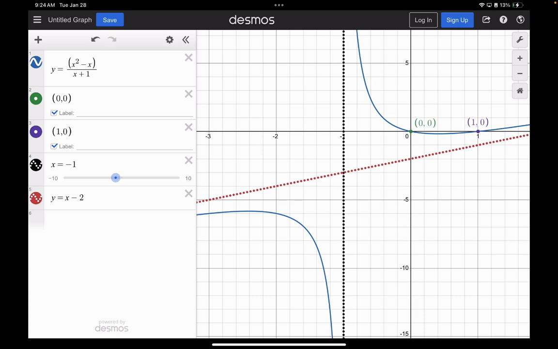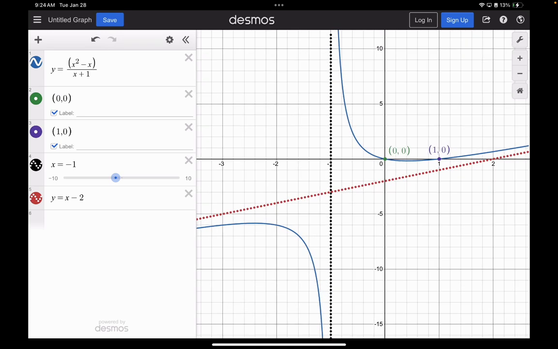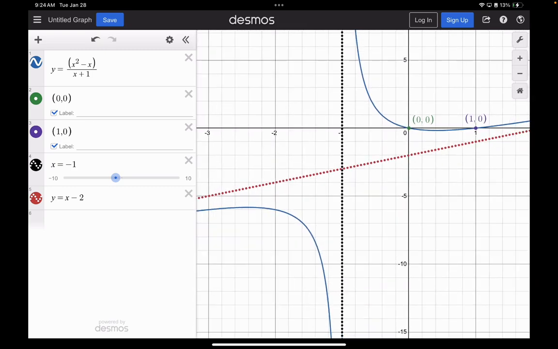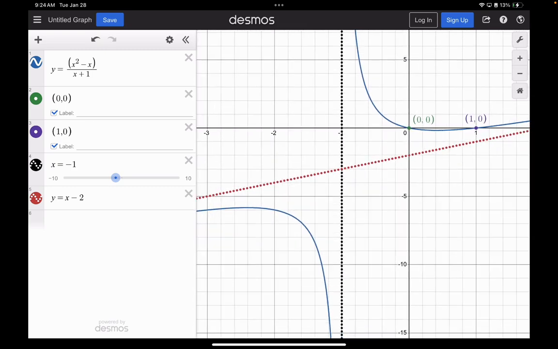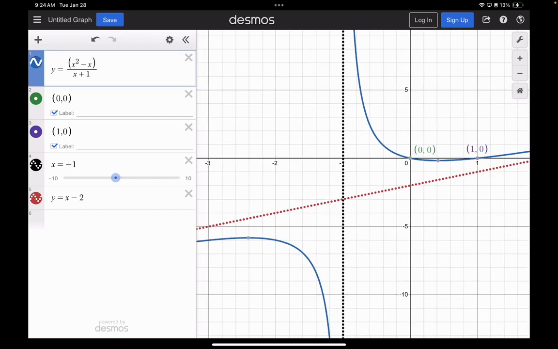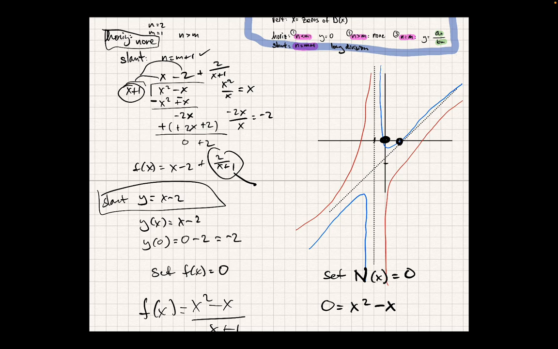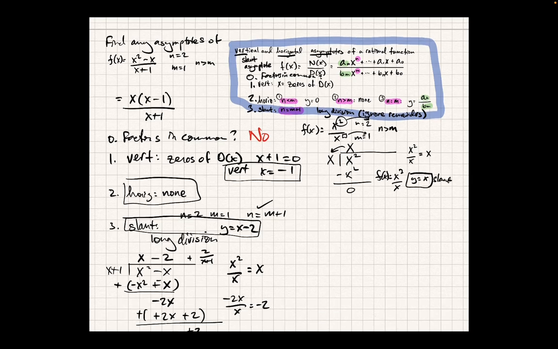Can I have class, please? Yes, sir. So we've confirmed that this graph is correct using the powers of Desmos, but we actually just figured it out by hand, without a graphing utility. We were able to find the graph. Yay! That's wonderful.